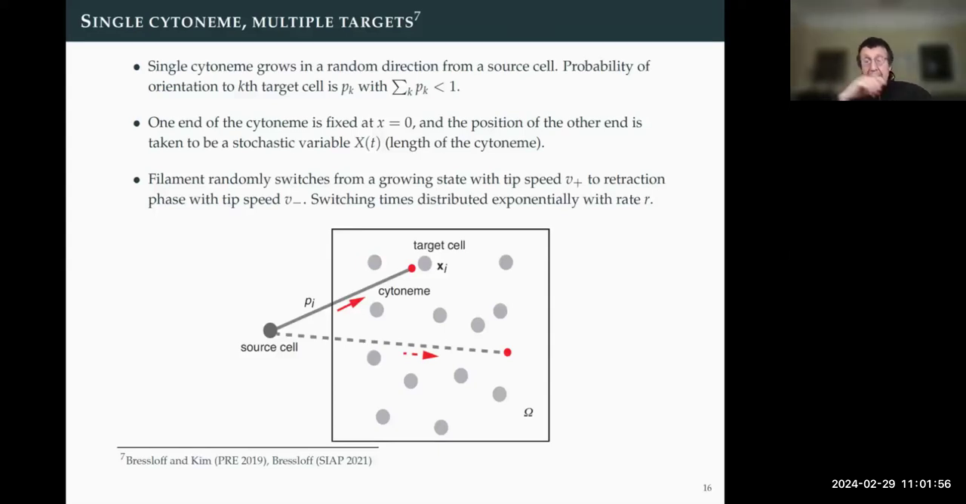Okay, so let's look at search and capture within the context of cytoneme. And I should say, I'm going to simplify things by saying there's a single source cell and there's only a single cytoneme growing and shrinking from this source cell. One can, of course, make this much more realistic by having multiple source cells and multiple cytonemes, which I'll talk a bit about later. But let's try and get things going by talking about a single cytoneme.